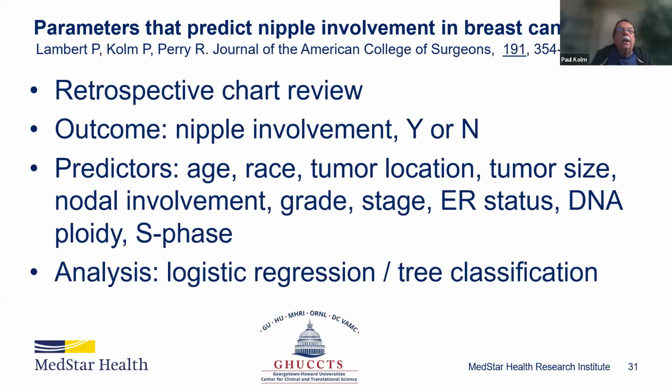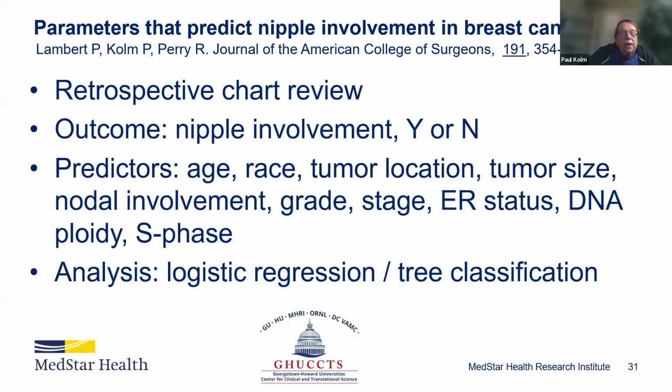So I want to do one more example here that's a little bit different. This is looking at parameters that predict nipple involvement in breast cancer. This is a retrospective chart review. The outcome is dichotomous, either yes or no. And then we have the predictors: race, age, tumor location, tumor size, grade, stage, etc.